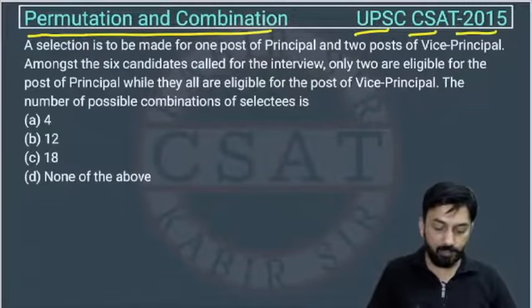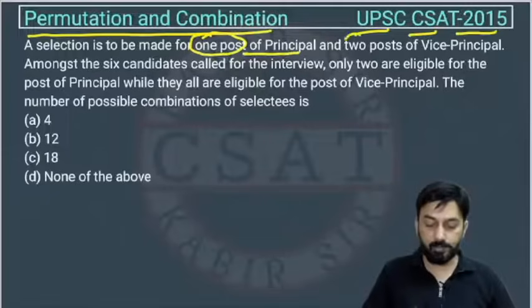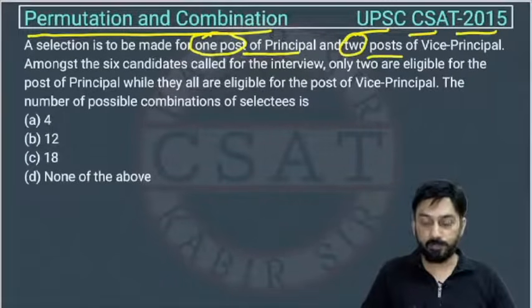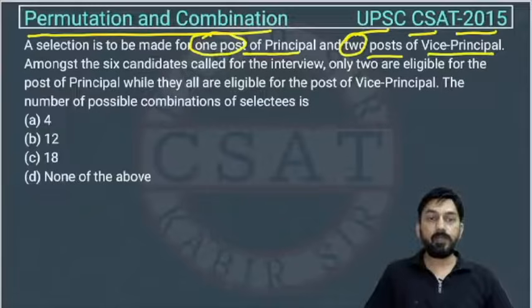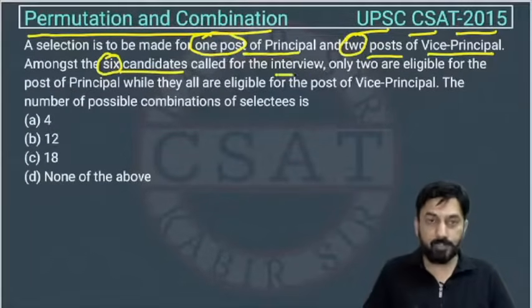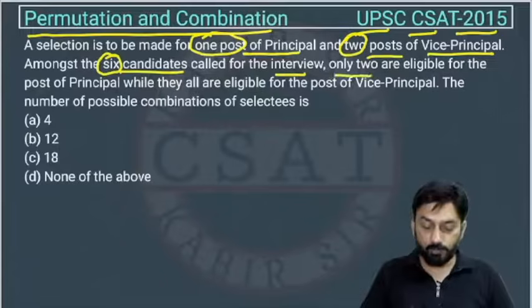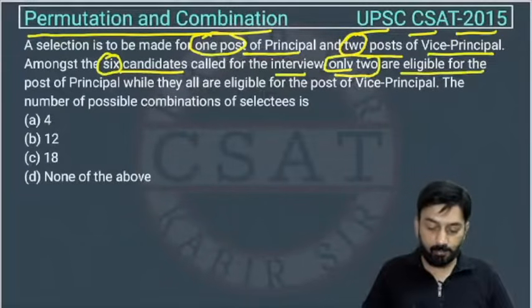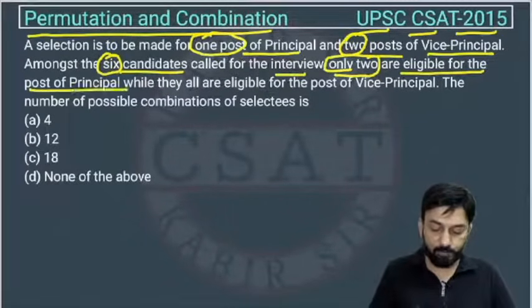A selection is to be made for one post of principal and two posts of vice principal amongst the 6 candidates. So how many candidates are there? 6 candidates are called for the interview. Only 2 are eligible for the post of principal, right? So we have one post for principal and 2 posts for vice principal.